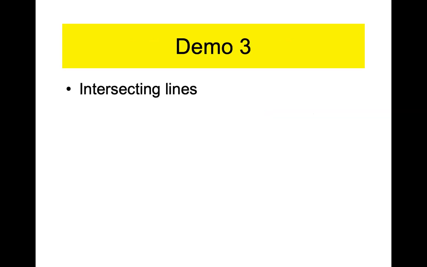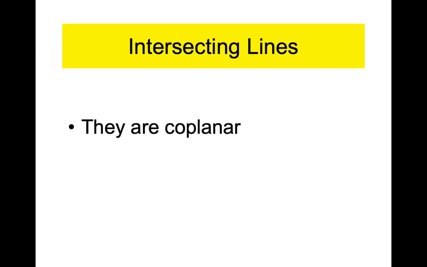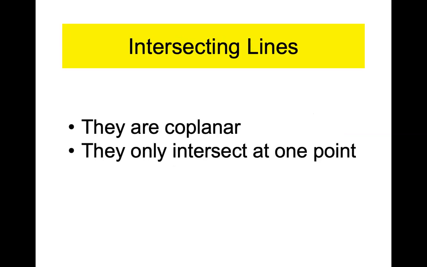Intersecting lines: I think I've done this enough. Two lines intersect at one point, and it's got to be on one plane. Intersecting lines are coplanar, right? They only intersect at one point.